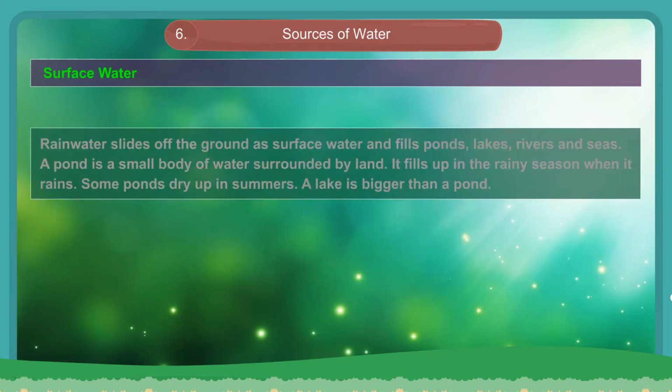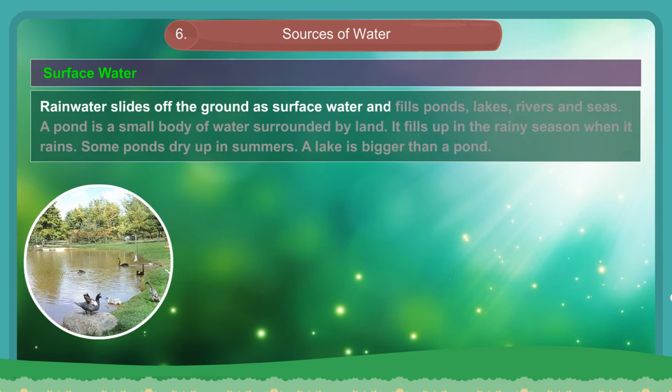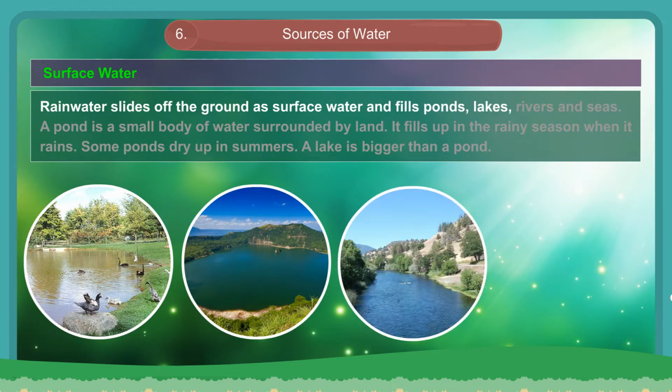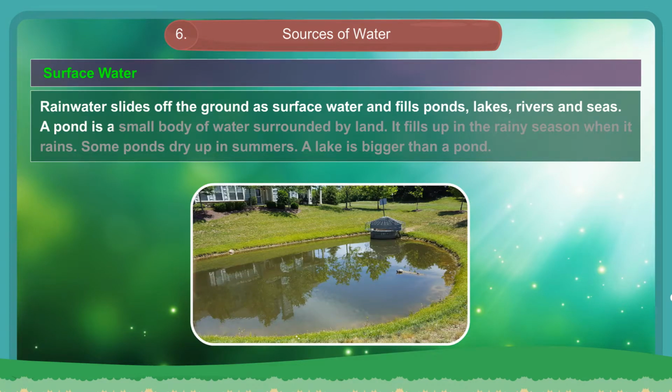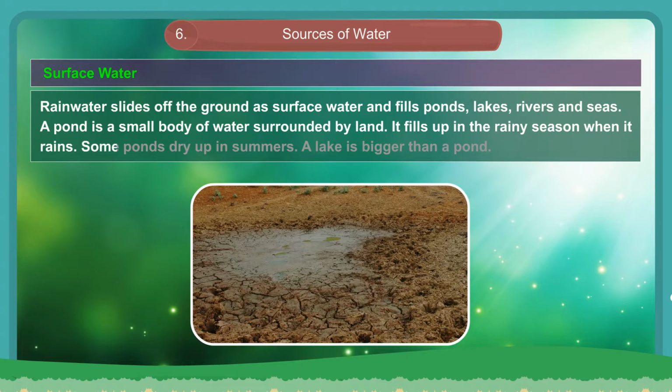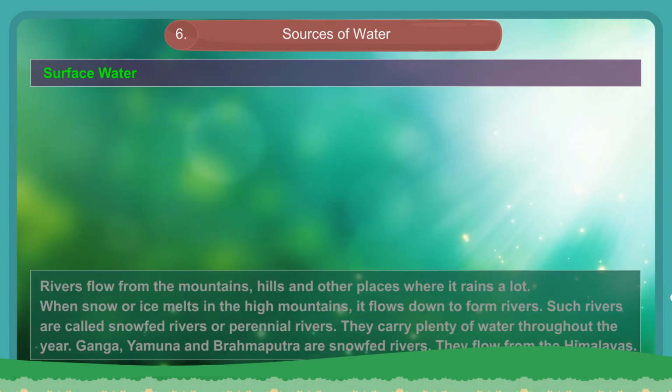Surface water. Rainwater slides off the ground as surface water and fills ponds, lakes, rivers, and seas. A pond is a small body of water surrounded by land. It fills up in the rainy season when it rains. Some ponds dry up in summers. A lake is bigger than a pond.